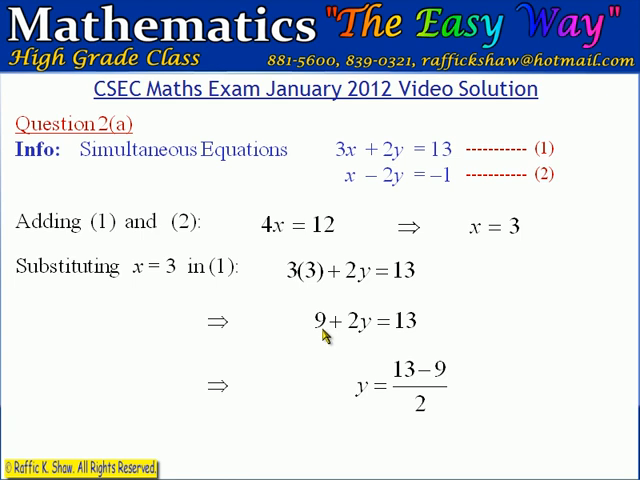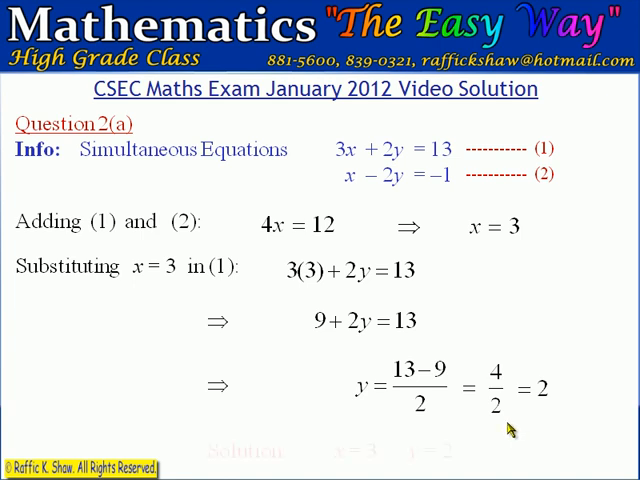So for y, we subtract the 9 from both sides, and then we divide by the 2. Theoretically, we subtract 9 from both sides to get 13 minus 9, and then divide both sides by 2. But the quick way is to take the 9 to this side, change the sign to minus, and divide by the 2. 13 minus 9 is 4, so that's 4 divided by 2. The result is 2. So y is 2.